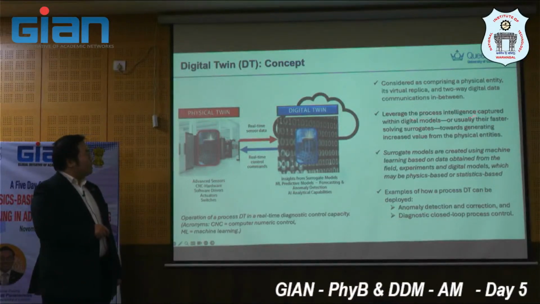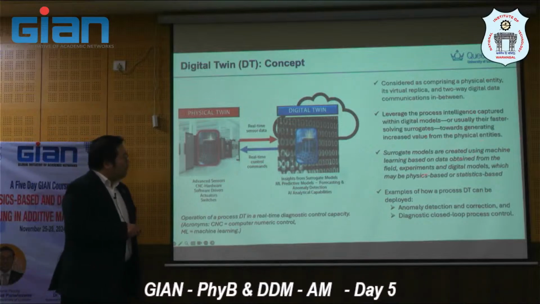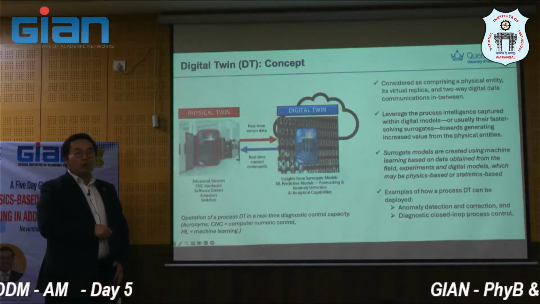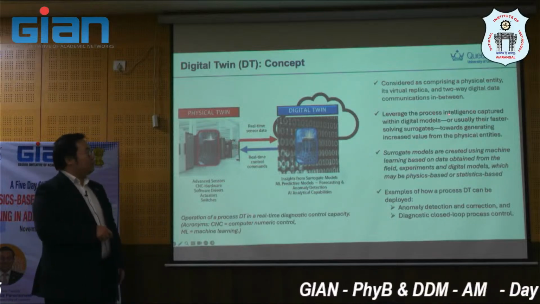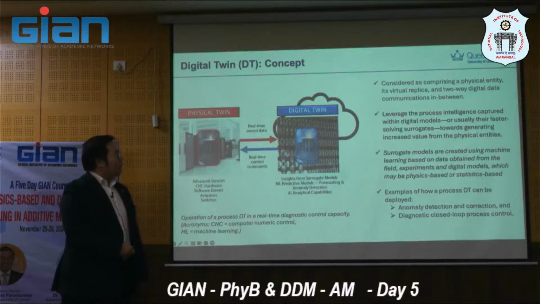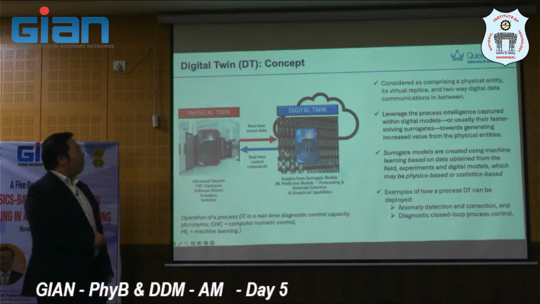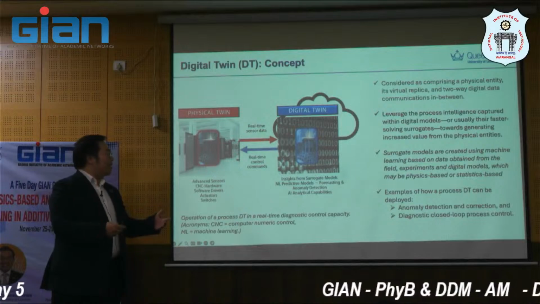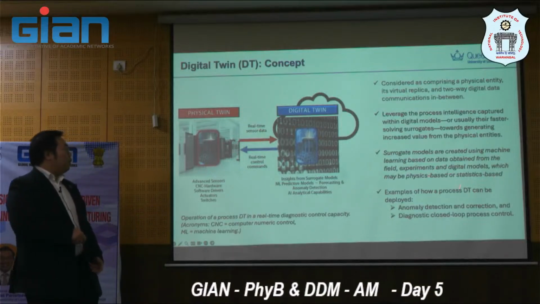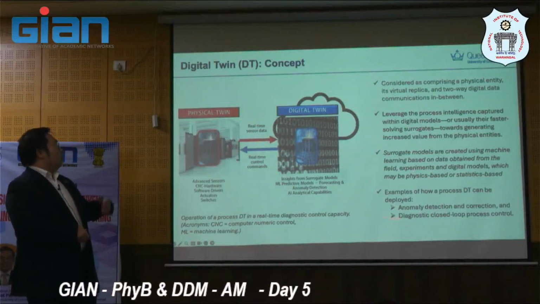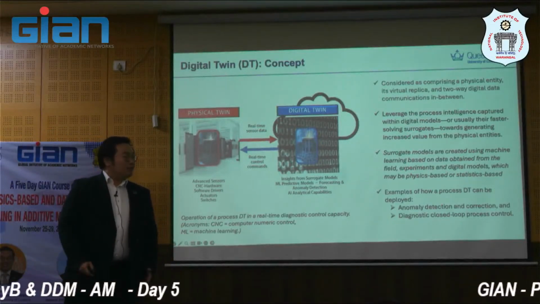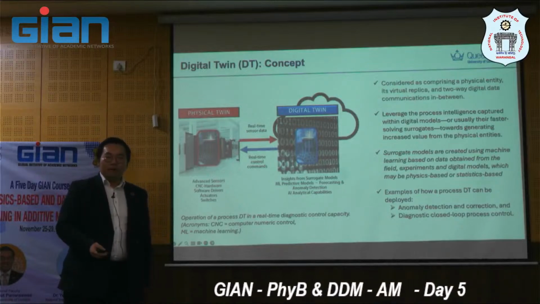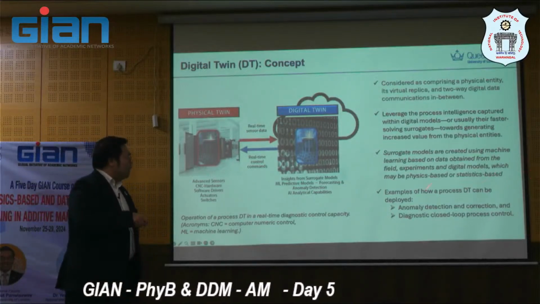And leverage this process intelligence to capture the digital model using a faster-solving surrogate. That means the model may be replaced by the surrogate model, for example reduced order. It's this kind of surrogate model that we have for some quality control aspect of the product, for example, for the physical entity. This surrogate model is created using, as I said, data-driven or machine learning, as talked about before, from experiment. The digital model can be physics-based or statistical-based. Physics-based is what we talk a lot about, and statistical-based is probably data that come from experiment, for example, that you can feed into the digital model here.